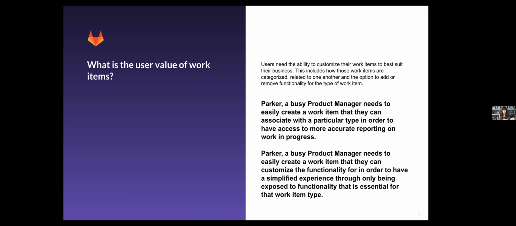The second is related to Parker needing the ability to easily create a work item that they can customize the functionality for in order to have a simplified experience through only being exposed to functionality that's essential for that work item type. And again, there's more to work items than just these things, but just to touch on a couple of key points. So eventually we want to give users the ability to choose only what they want to see in terms of widgets and metadata for work item objects. We believe that this is going to simplify the user experience and ensure the most relevant information is visible for the users, depending on the type of work item that they've selected.